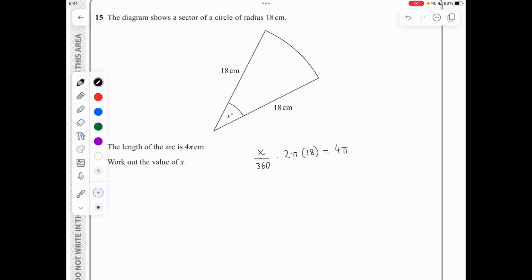Now we have some simplifications. The pi will cancel out, the 360 with the 18 cancel out to leave me a 20 here, and then the 20 with the 2 leaves a 10 here. So we've got that x over 10 is equal to 4, and therefore x must be 40 degrees.